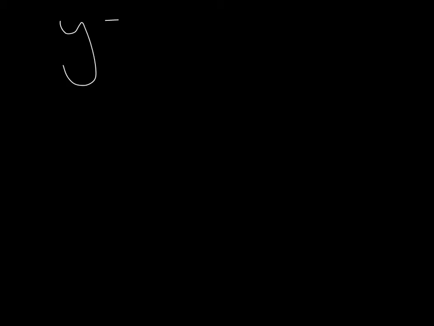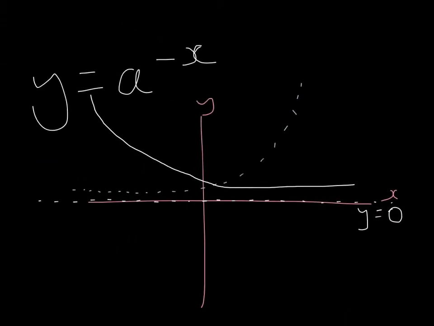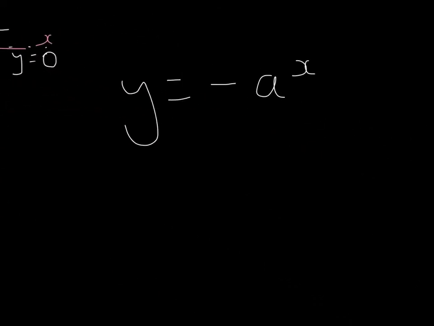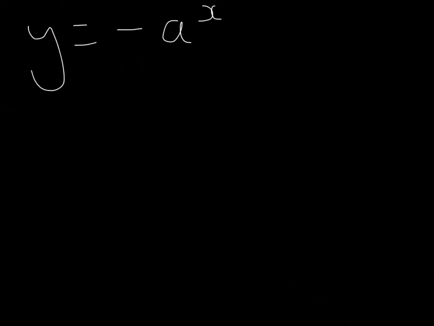Alright, now what happens if I have an equation that looks like so? So this time it's y equals negative a to the power of x. So this time the negative is in front of the a. Last time we reflected it about the y-axis. This time we're going to reflect it about the x-axis.